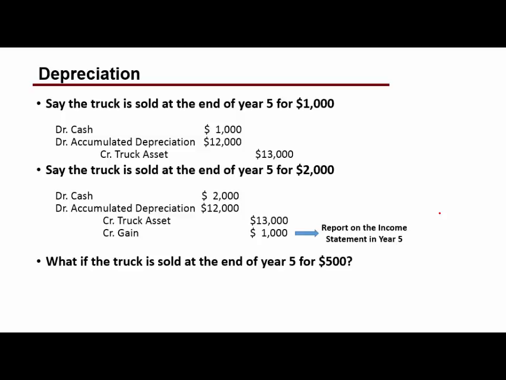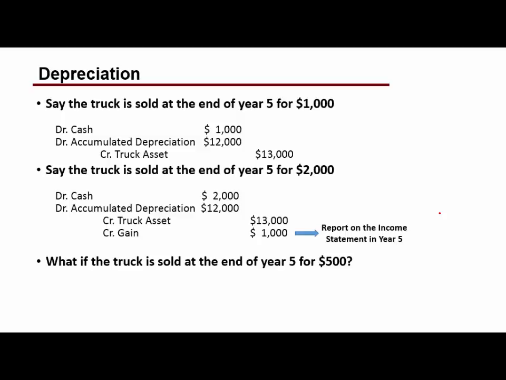Okay, now that's usually not the case. Usually you'll sell the truck for more or less than its carrying value, right? Because you're not going to have a perfect estimate. So what happens? If we sell it for $2,000, we debit the cash for $2,000. We credit the truck for $13,000. We're getting rid of it. We debit the accumulated depreciation for $12,000 because we're getting rid of the truck. We'll get rid of the depreciation, right? Do we need a debit or a credit to make this journal entry balance? We needed a credit. We credit what?